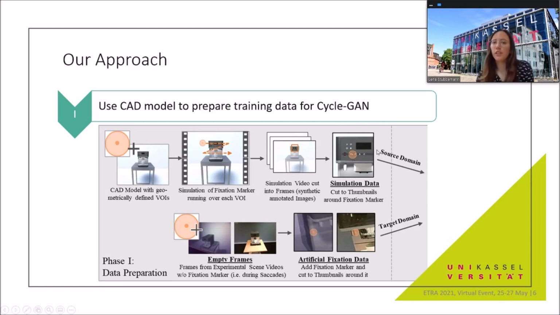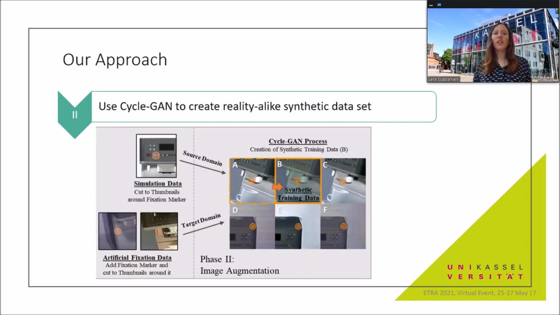To make those training data suitable to the actual experimental scene, while avoiding intense simulation efforts, we then perform an image augmentation. Thereby, we perform a channel shift to transform the simulation data into images that appear to look like the desired target domain. To build a target domain, we again add a marker, but this time to experimental data frames, and again cut those frames into thumbnail size.